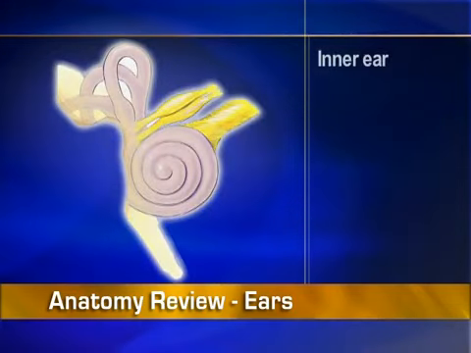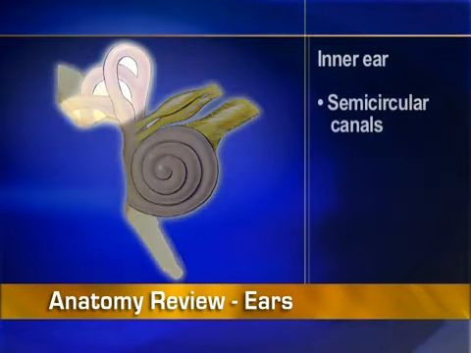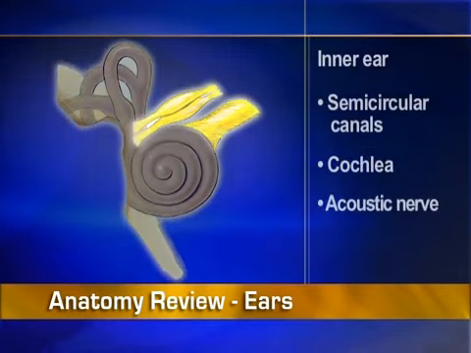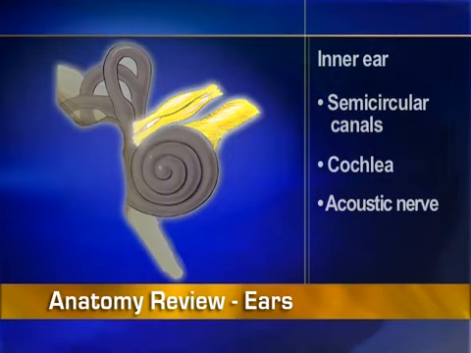The inner ear contains the semicircular canals, cochlea, and acoustic nerve, or cranial nerve 8. These structures hold the sensory organs for hearing and balance.